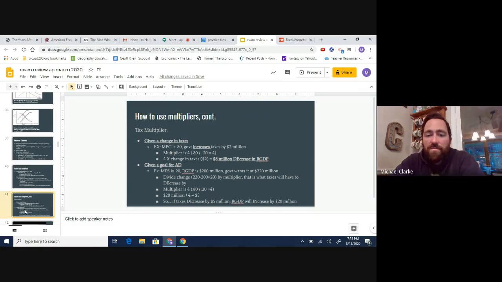So the government would have to decrease taxes by $5 million to increase GDP by 20 million. All right.